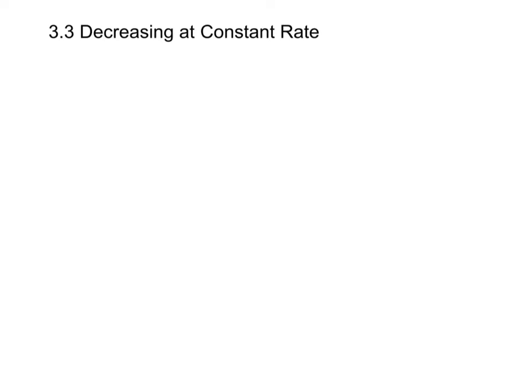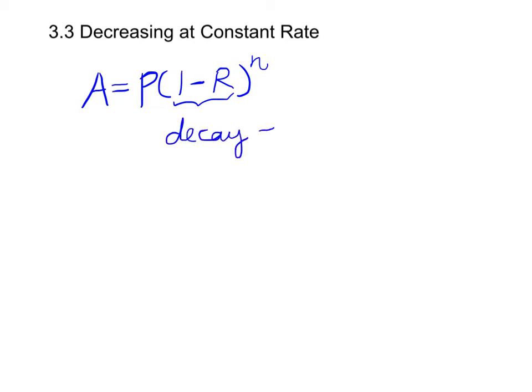And now we come to section 3.3, decreasing at constant rate. And again, we have the same formula for calculating the amount. We have A equals P times 1, then this time it will be 1 minus R to the power N. And we call this factor 1 minus R the decay factor. Decay factor. And this factor will always be less than 1 since R is a positive number.